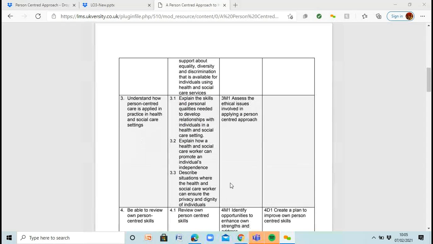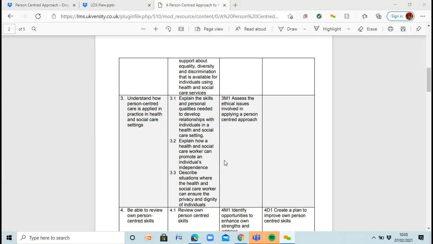For today's session, we're looking at four assessment criteria. So the learning outcome is understand how person-centered care is applied in practice in health and social care settings. So like I was just mentioning, we're going to be looking at the 6 C's of the person-centered approach, looking at how to promote privacy, dignity and independence. And then right at the end, we'll look at some ethical issues and some theories that go hand in hand with it.